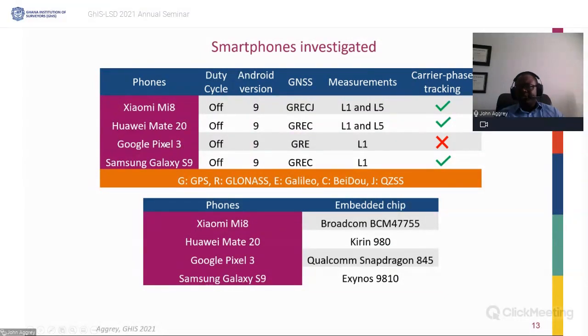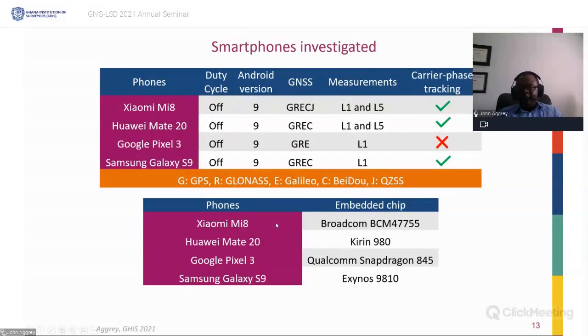However, the Google Pixel 3 only tracked a single frequency measurement, that is the L1. The Samsung also tracked only the L1. So the low amount of measurements it was tracking actually played a role in the overall accuracy that I obtained. But I'll show you those figures later on.